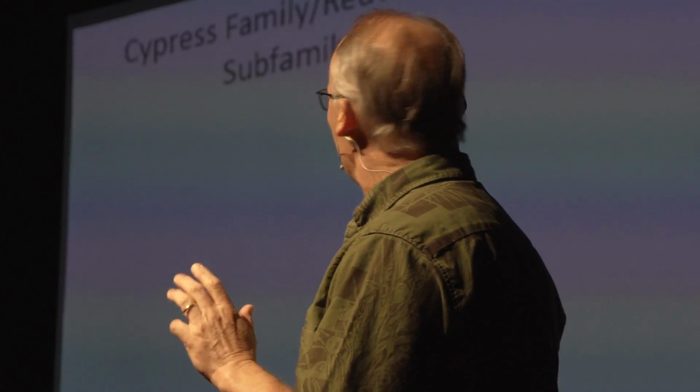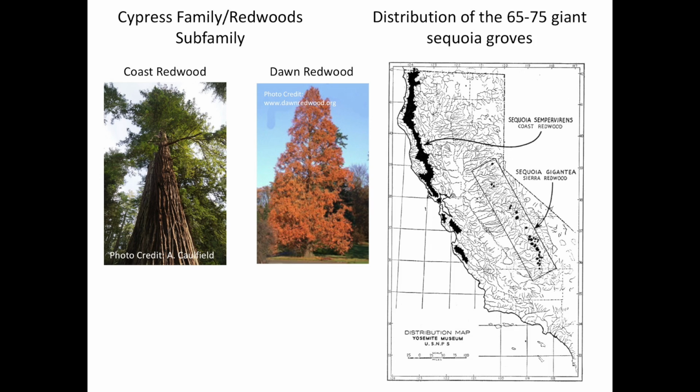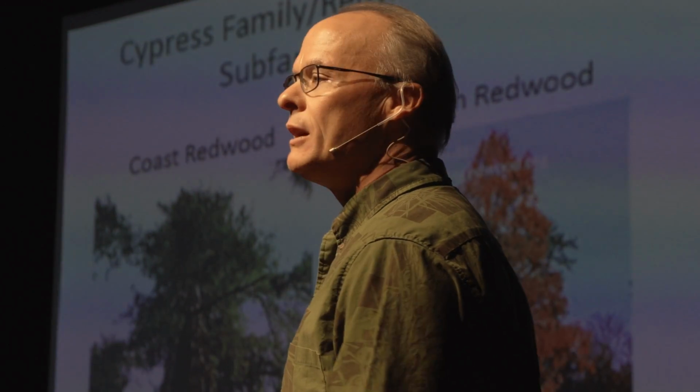Giant sequoia is in the plant family, the cypress family, and there are about 140 or so species within that family. It's also in the subfamily redwoods, and there are only 3 species, of which it is one, in this subfamily. The coastal redwood, which it is most closely related to, boasts the tallest tree on the planet, and also the dawn redwood, which is endemic to China, and it's a deciduous redwood tree, shown here in its full fall color.